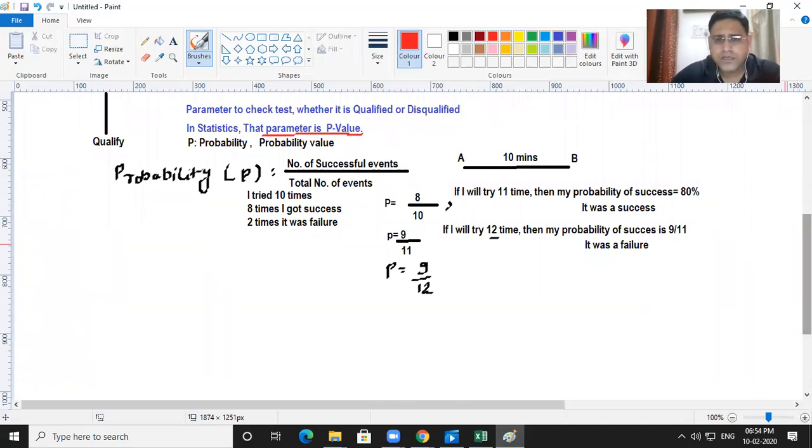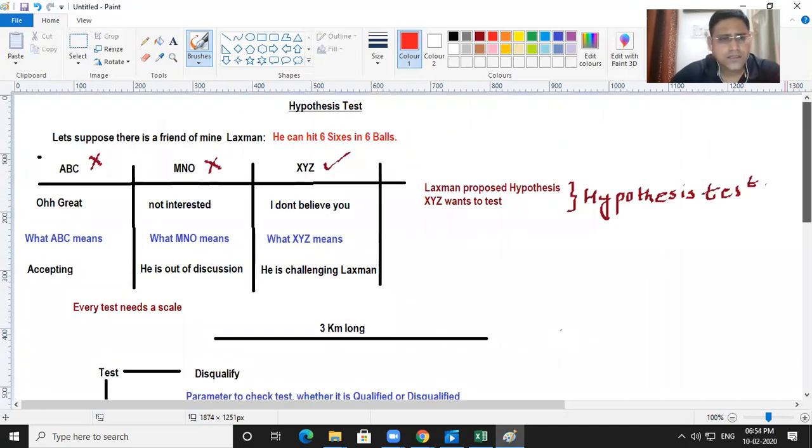Let us suppose, as Lakshman says, that he can hit 6 sixes in 6 balls. The very first ball he hit a 6, and the second ball again he hits a 6. Now I say, okay Lakshman, leave 6 balls. Even if you hit 4 sixes in 6 balls, I will agree that yes, you have that capability to hit 6 sixes in 6 balls. And this happens in our real life as well.